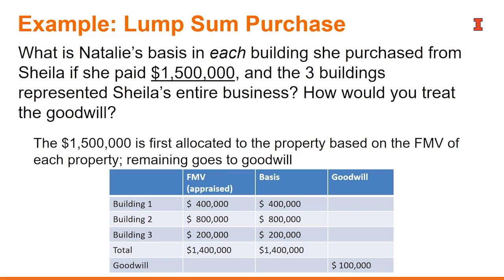We can't do that because buildings are depreciated as tangible realty using the mid-month convention, and goodwill is an intangible asset. So if we were to basically spread the basis of the goodwill across the 3 buildings, we would be mixing apples and oranges. That is, mixing up the different types of assets. We can't do that here. Here, to the extent there is goodwill, it becomes its own asset.